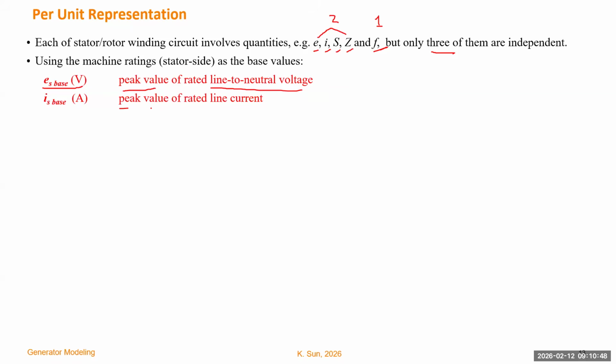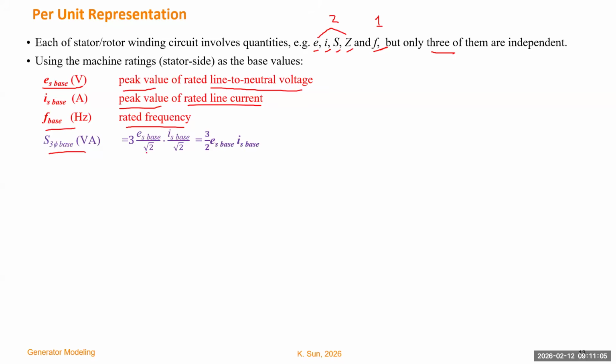For the current, we pick a peak value of the rated line current on the stator. Frequency is basically the synchronous frequency for the power system to operate. For a 60 Hz system, this base frequency is just 60 Hz. For power base, we use three-phase apparent power as the power base.